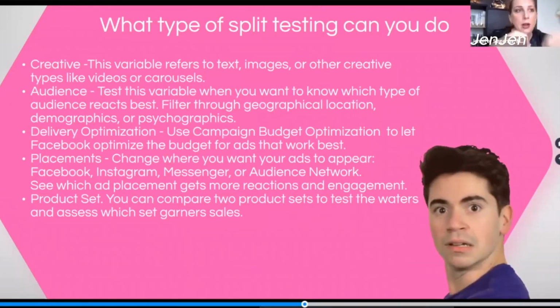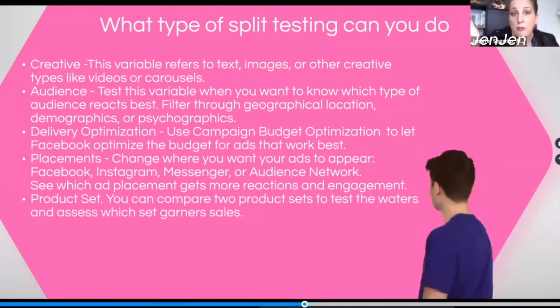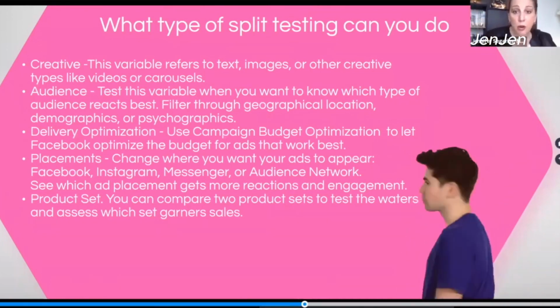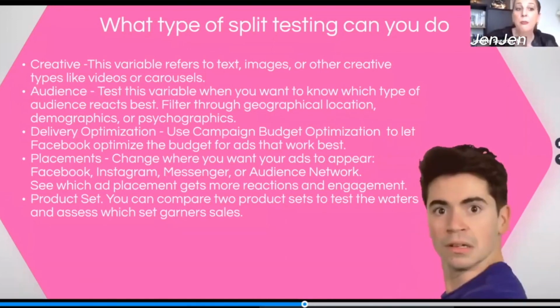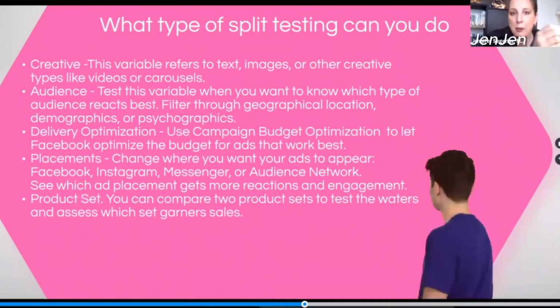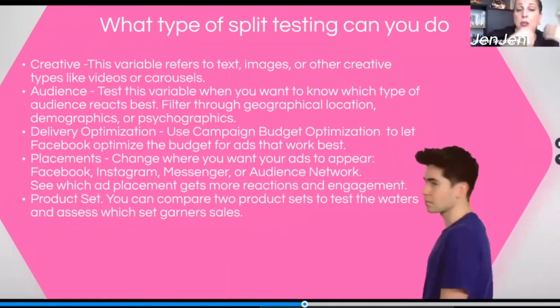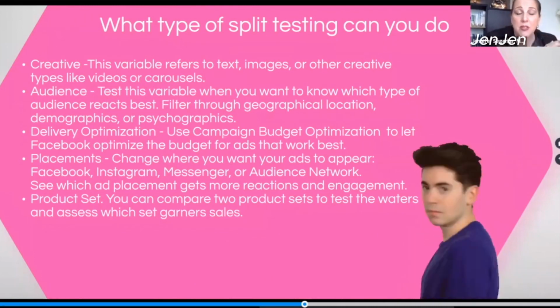Images, it's relevant, isn't it? One person will love it, other people will hate it. Of course, there's lots of other creative things that you can test, like video type or carousel. Some audiences prefer images, some audiences prefer video. So this is all something that you can test. Audience itself, you can test the variables, who's going to react best. Is this based on a geographical location, the demographics, or the psychographics?